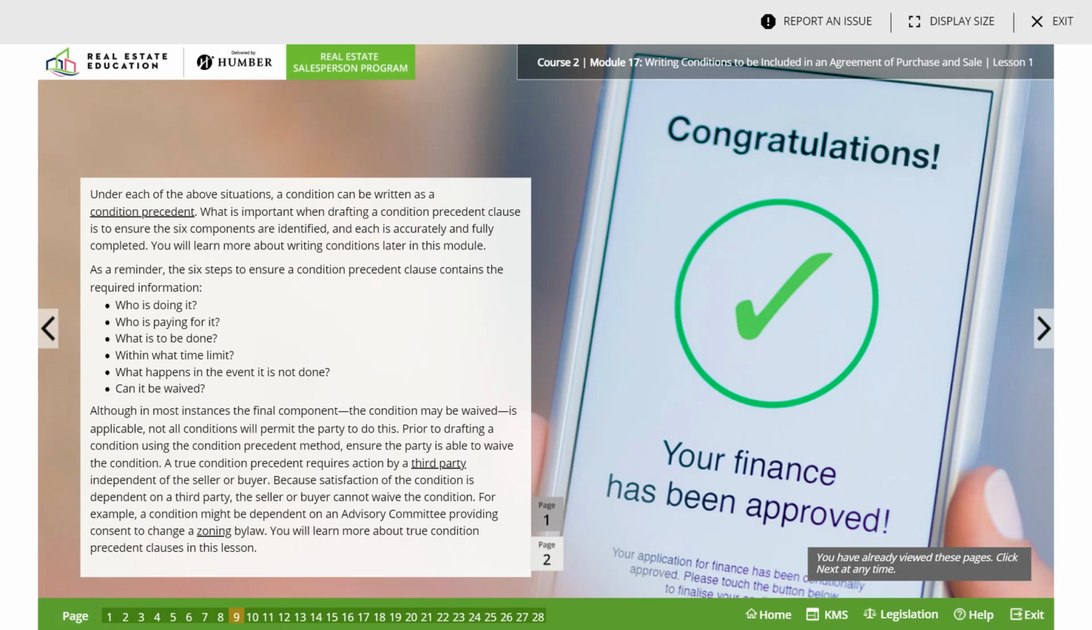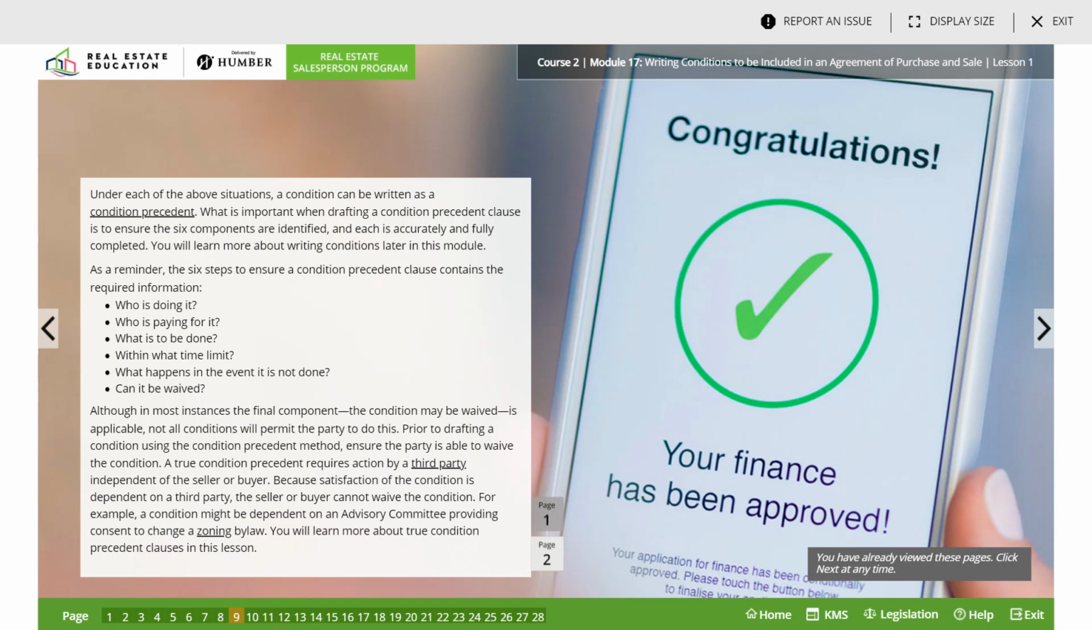Under each of the above situations, a condition can be written as a condition precedent. What is important when drafting a condition precedent clause is to ensure the 6 components are identified and each is accurately and fully completed. As a reminder, the 6 steps to ensure a condition precedent clause contains the required information: who is to do it, who is doing it, who is paying for it, what is to be done, within what time limit, what happens in the event it is not done, can it be waived.